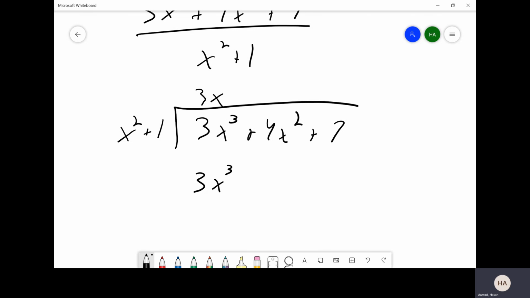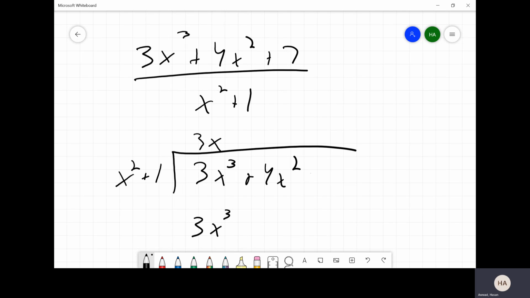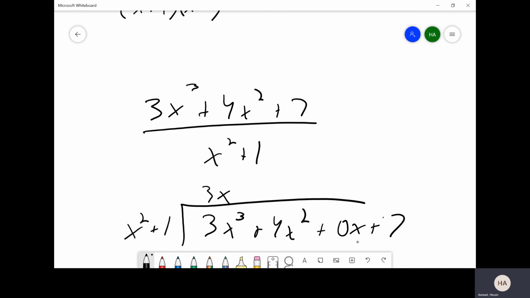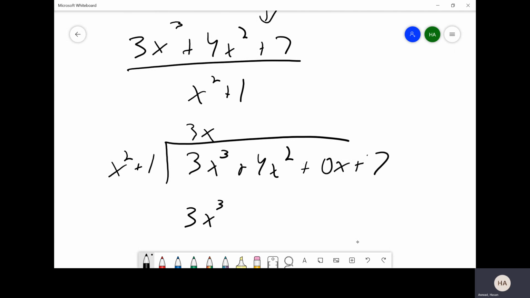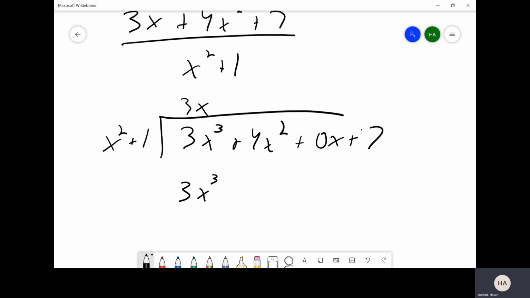So did we make a mistake at any point? Well, not necessarily. Also, the one mistake that I just made is I realized I should have a plus 0x here, plus 7. Right, the entire idea is you always want to put your placeholder. So we didn't have an x, so we made sure that we have a 0x as a placeholder here. Okay, so sure, we have 3x times x squared plus 1. 3x times x squared is 3x cubed, and 3x times the positive 1 is 3x. So now we're going to bring down that 3x. So we have plus 3x.